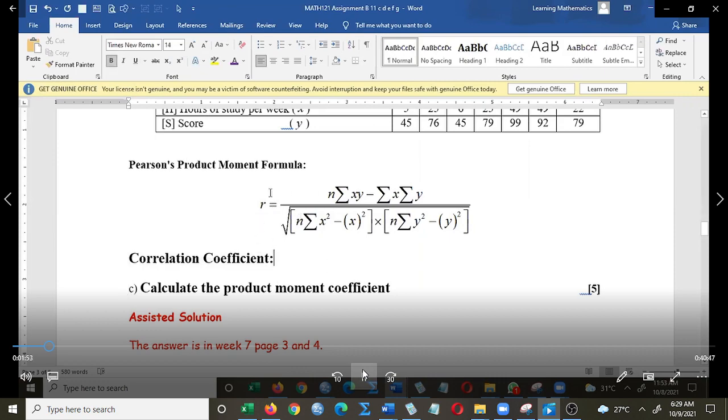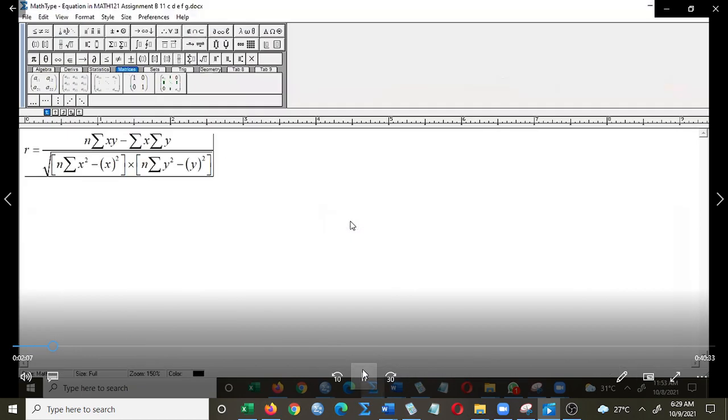Correlation coefficient. So this is called the Pearson's product moment formula. Here it is, Pearson's product moment formula. And it has a lot of sigmas in it, and it is used to measure the correlation coefficient. Actually, there's a little error there. This is missing a sigma, another sum. And here too, a sigma is missing there.